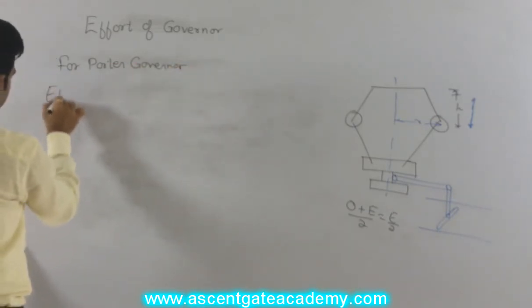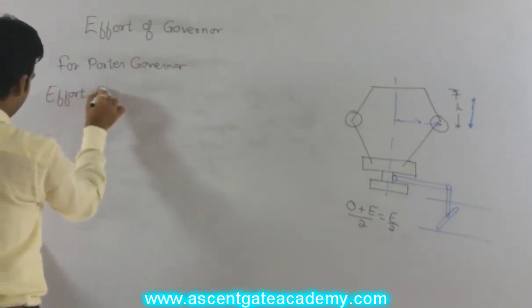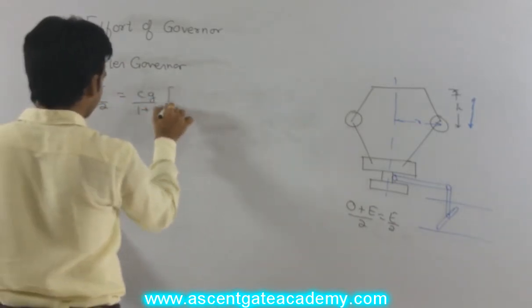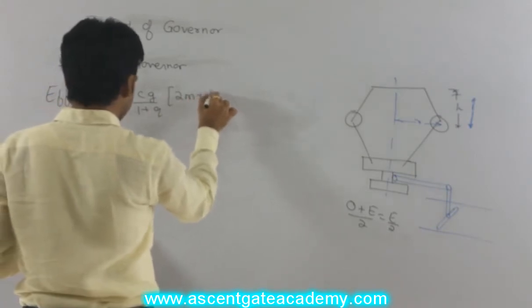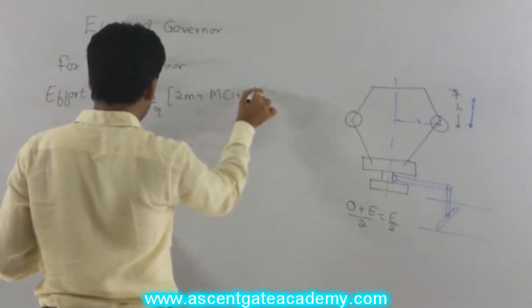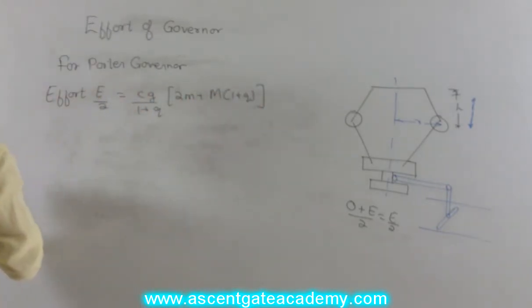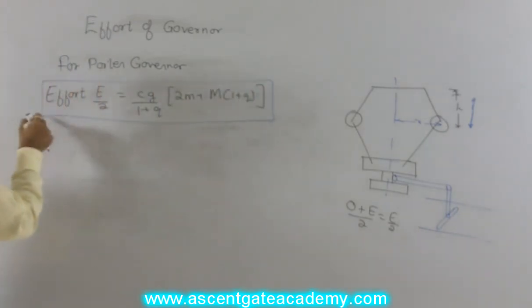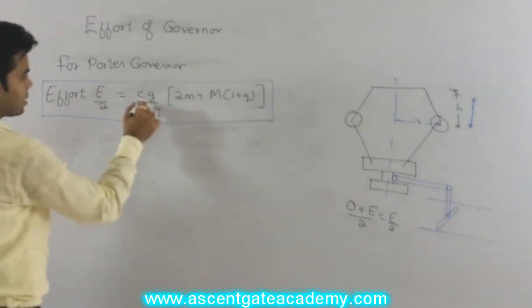Effort: E by 2 is equal to Cg by 1 plus Q into 2m plus capital M into 1 plus Q. Okay, this is the formula for effort in a Porter governor. Now what is this C? How can we define this C?